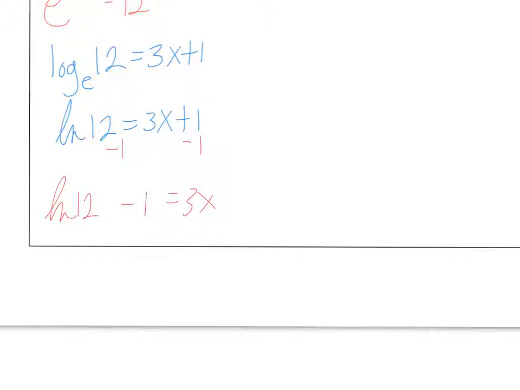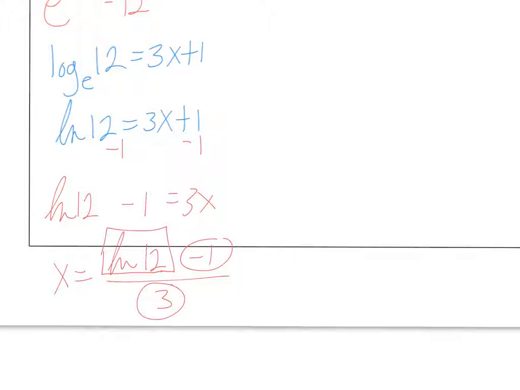And then my final answer is that x is equal to the natural log of 12 minus 1 divided by 3. That 12 can't interact with either the negative 1 or the 3 because it's trapped inside its logarithm. So this is as exact an answer as you can get. If you start trying to combine those things, then you move away from the right answer.